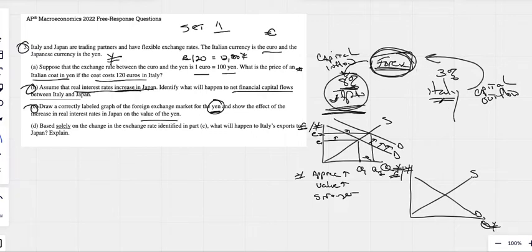Inside the FOREX, Italians are dumping their euros into the FOREX and they're buying yen. And then they're taking all of that yen out of the FOREX. So the supply of yen is decreasing. Either one of these is correct. Notice that both of these are making the exchange rate, or the value of the yen, increase. Both of these are absolutely correct. Either one, it's up to you which one you choose.